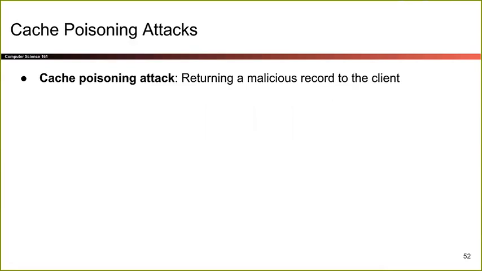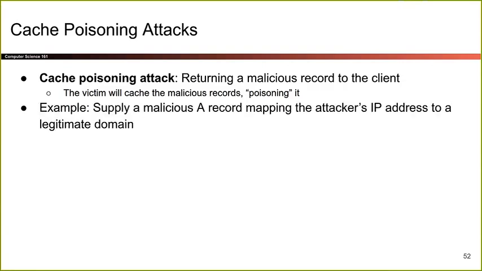Cache poisoning is when you return a malicious record to the client. As an attacker, you find some way to give the client a record that has incorrect information. If the client receives that information, they're going to cache it, and that means their cache is now poisoned. It has incorrect or malicious data inside. That's why it's called poisoning. The problem is that the record will stay there until it expires, so you can force this victim to have bad data for quite a long time if you want to.